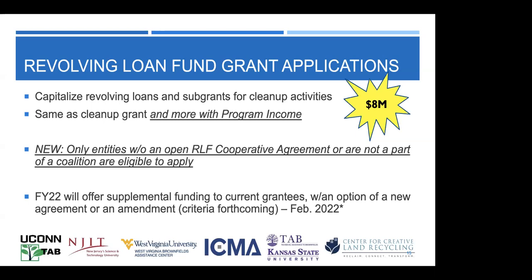They're basically the same as a cleanup grant, right? But more, because once those funds that you have loaned revolve back, that's called program income, and that program income basically keeps revolving, and you can use it for assessment and cleanup. So keep in mind though, only entities without an open RLF cooperative agreement are eligible to apply. So those who do already have one, supplemental funding is anticipated to be announced in February of 2022. I also want to mention that you can only apply for either a cleanup grant or a revolving loan fund, okay?